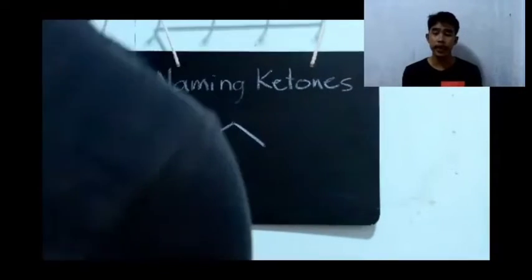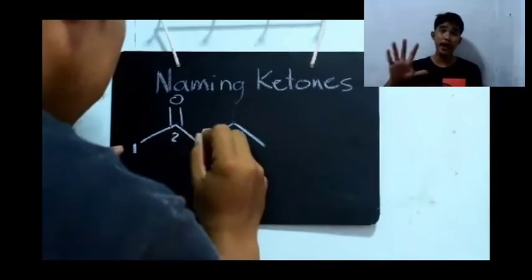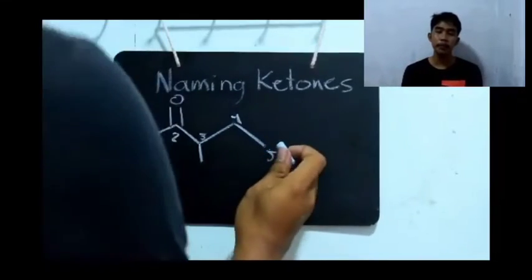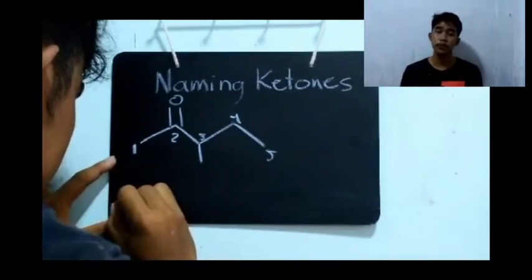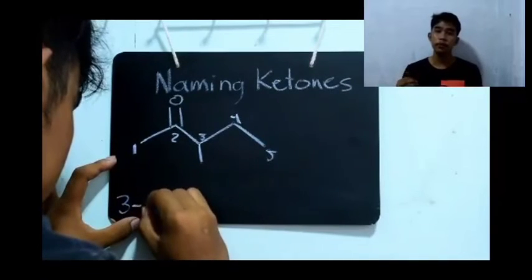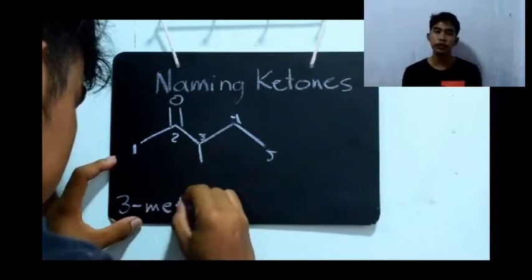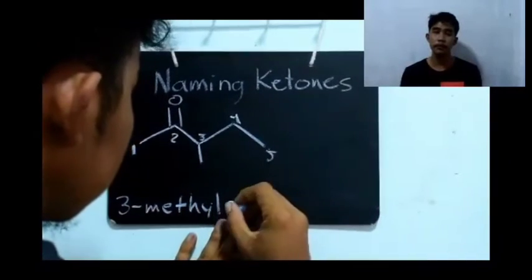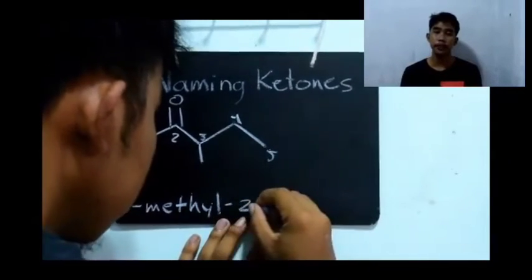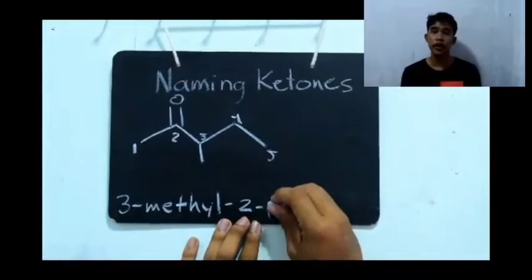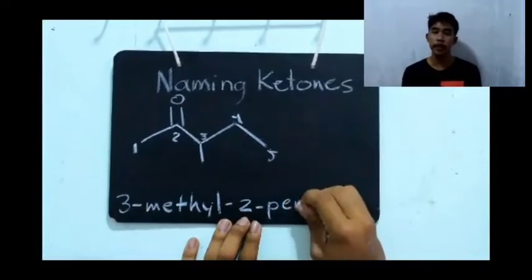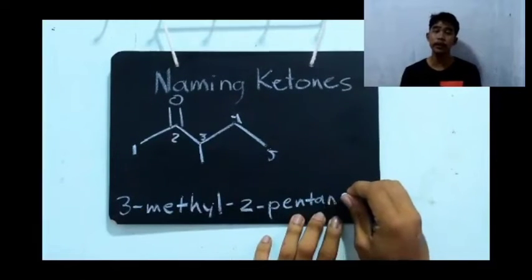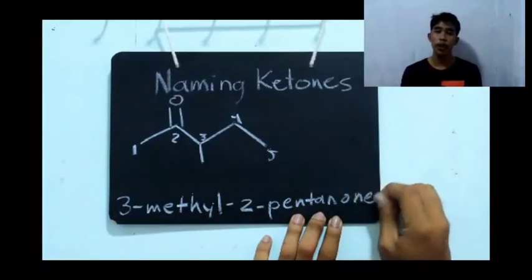In the next example, we have a 5 carbon chain and 1 substituent. For the ketone to obtain the lowest position, we need to count from right to left. So our substituent is positioned at the 3rd carbon and the ketone is located at the 2nd carbon. And we have 3-methyl-2-pentanone.